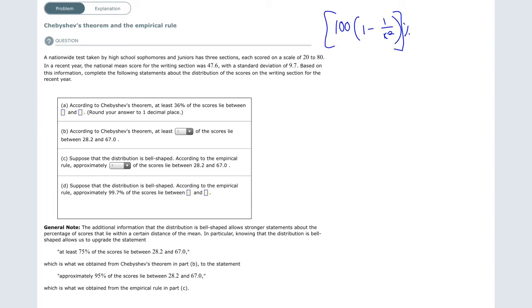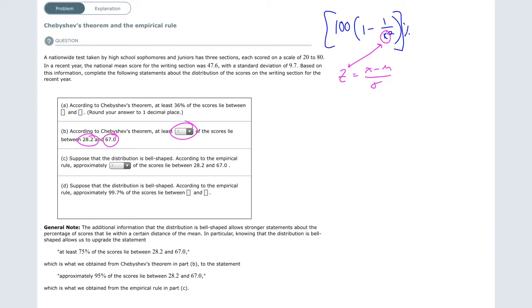All right, so this is the formula that we're using. On part B, it says, according to Chebyshev's theorem, at least what percent of the scores lie between 28.2 and 67? If we go back to the x minus the mean over the standard deviation formula, z is how many standard deviations you are away, which is the same thing as K. K and Z mean the same thing. We're talking about how many standard deviations you are away from the mean. So we need to figure out what that is.